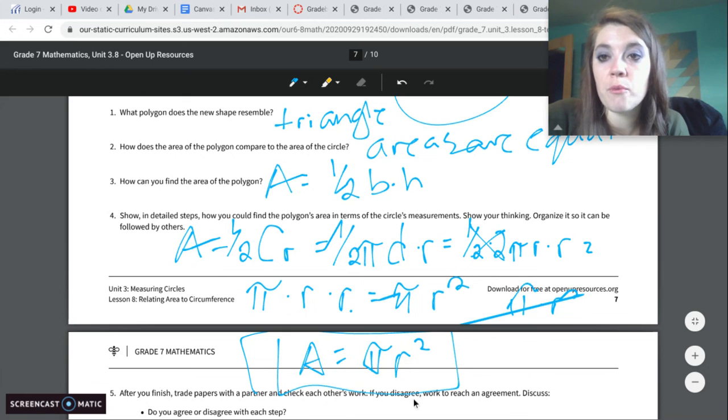So you're going to take whatever your radius is and square it and then multiply that by pi. And yes, it has to be the radius. You do not, under any circumstances, want to use the diameter to solve for this. It's not going to give you the right answer. You have to figure out what the radius is to find the area, okay?